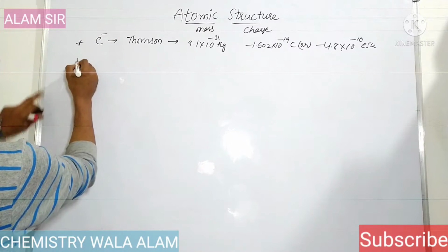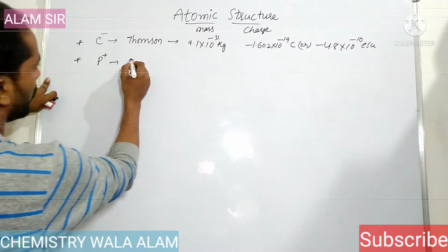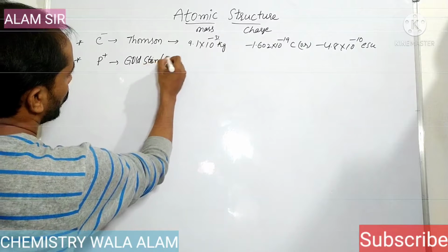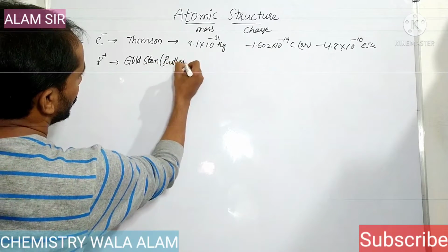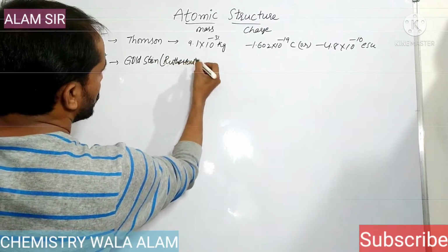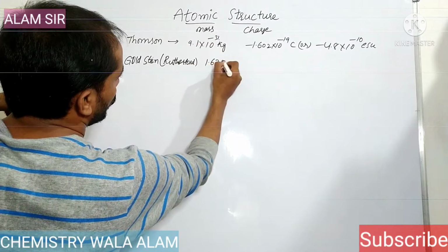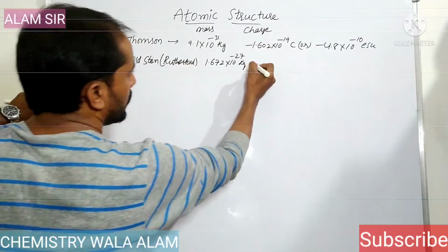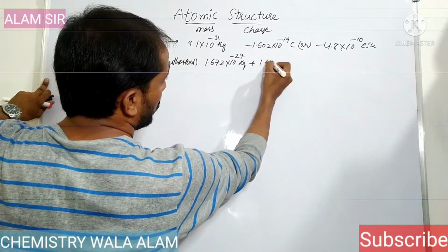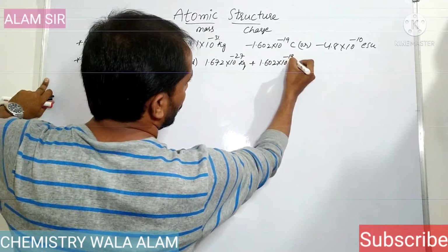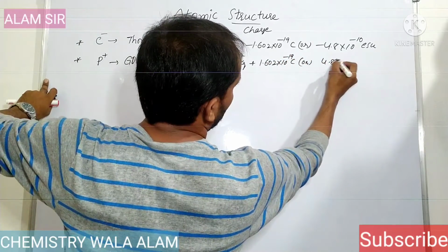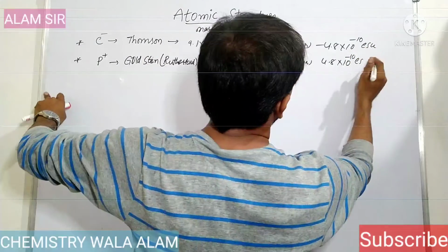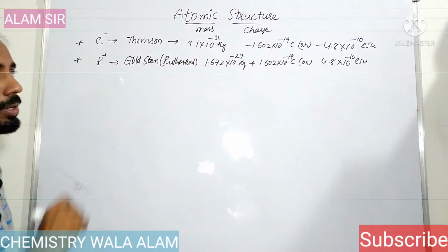Next one is proton. Proton was discovered by Goldstein and named by Rutherford. Its mass is 1.672 into 10 to the power of minus 27 kilograms, and its charge is plus, the same magnitude, 1.602 into 10 to the power of minus 19 coulombs, or 4.8 into 10 to the power of minus 10 ESU. This is the charge of the proton.